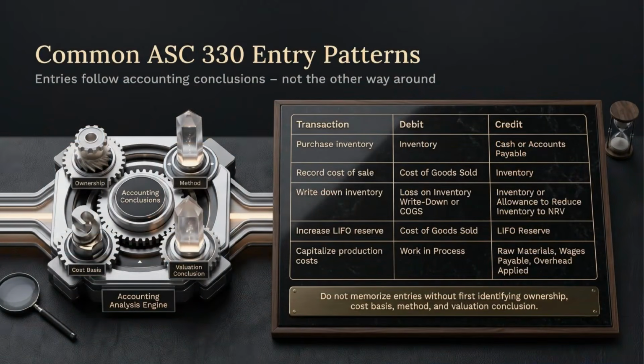Journal entries follow the accounting conclusion, not the other way around. A purchase of inventory debits inventory and credits cash or accounts payable. A sale at cost debits cost of goods sold and credits inventory.